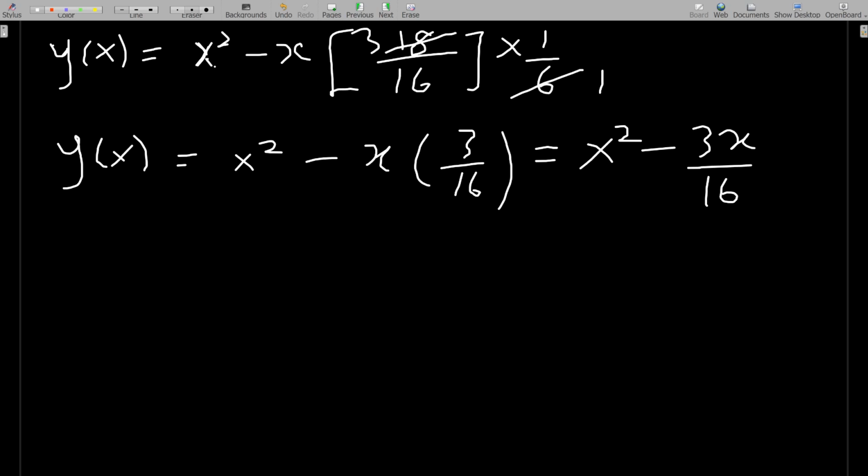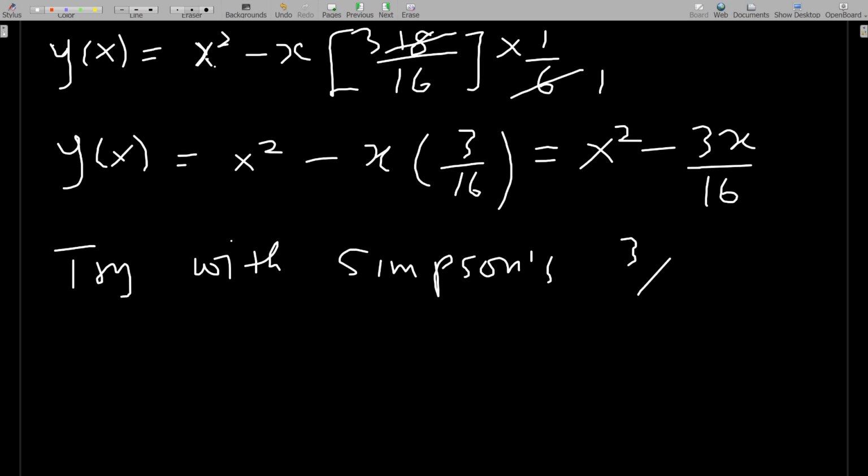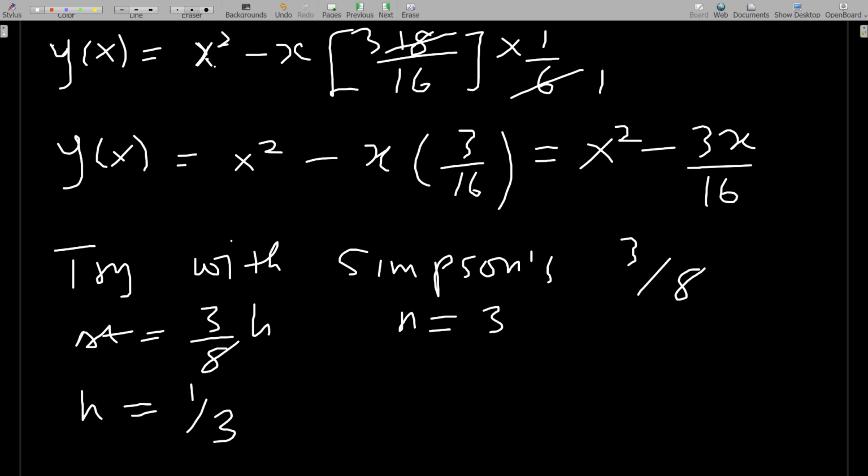So I said I'll try this with Simpson's 3/8, and if you realize, the delta t will give you 3/8 h, and you know h will be equal to, I say choose n equals 3, because n should be a multiple of that, so h will then be equal to 1/3. It will be just (1 minus 0)/3.